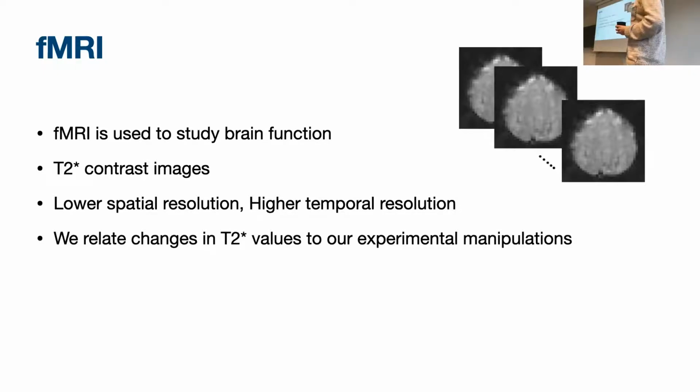And so then the question is, okay, how do you do this, right? Drawing this relation between the T2 star values and what we do in the experiment. We're really going to use our knowledge of what happened when in the experiment to try to understand the time courses that we measure in the fMRI. That's our goal.